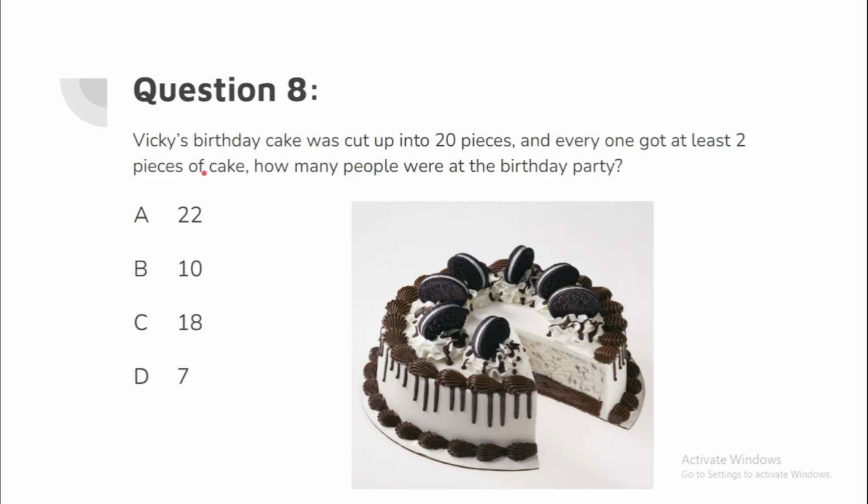All right, question 8. I think this is the final one. Maybe not. Vicky's birthday cake was cut up into 20 pieces. It was cut up. That means if it was cut up, it was sliced. Slice can also mean division. It was cut up into 20 pieces, and everyone got at least 2 pieces of cake. So how many people were at the birthday party?